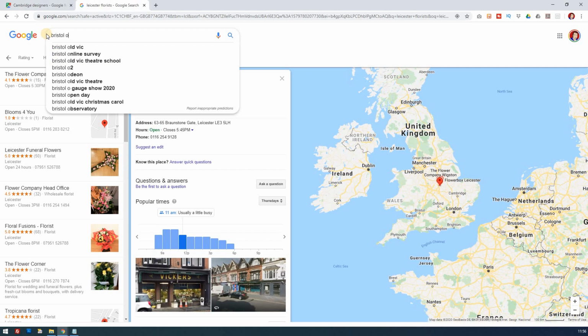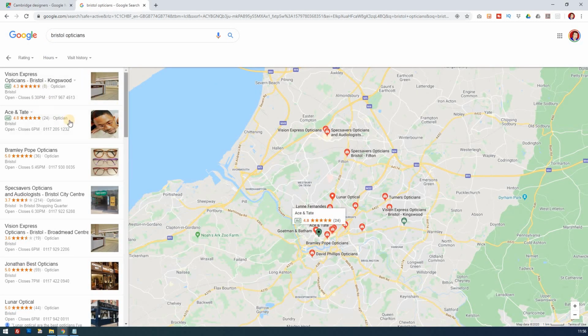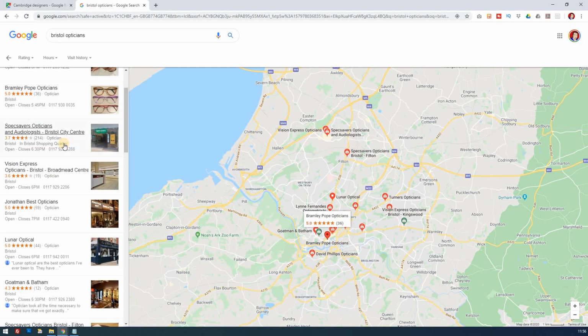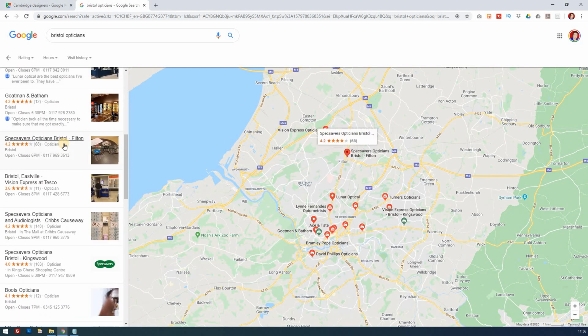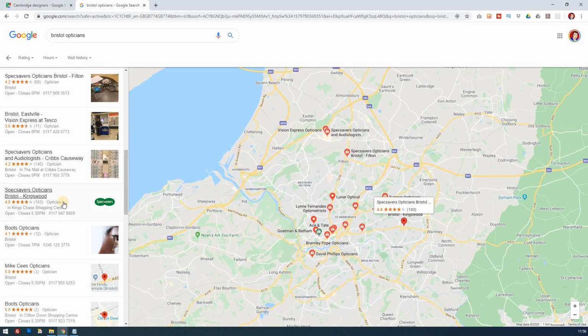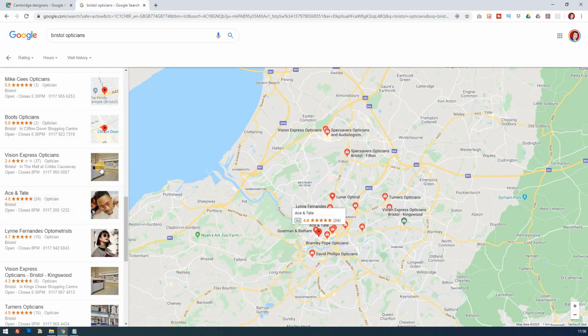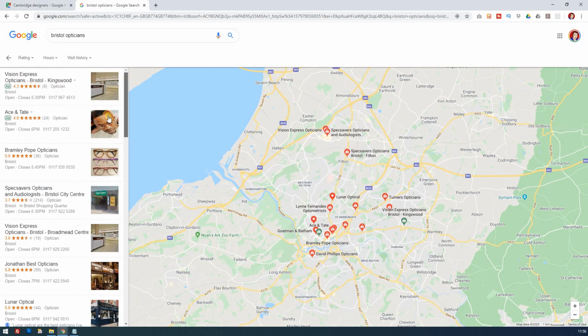I'm going to go for an opticians. Bristol opticians. We've got a couple of adverts. I just wonder whether there's only 2 ever allowed, because there only seems to be 2. That's interesting. Obviously Specsavers is a big company here. These have got a lot of the same. So we've got that, and then that and that. Okay, so they're the adverts.